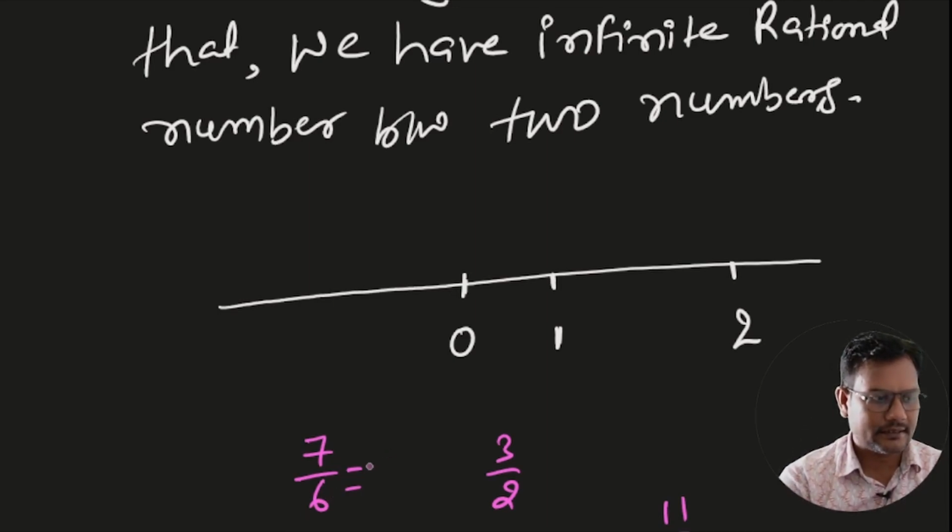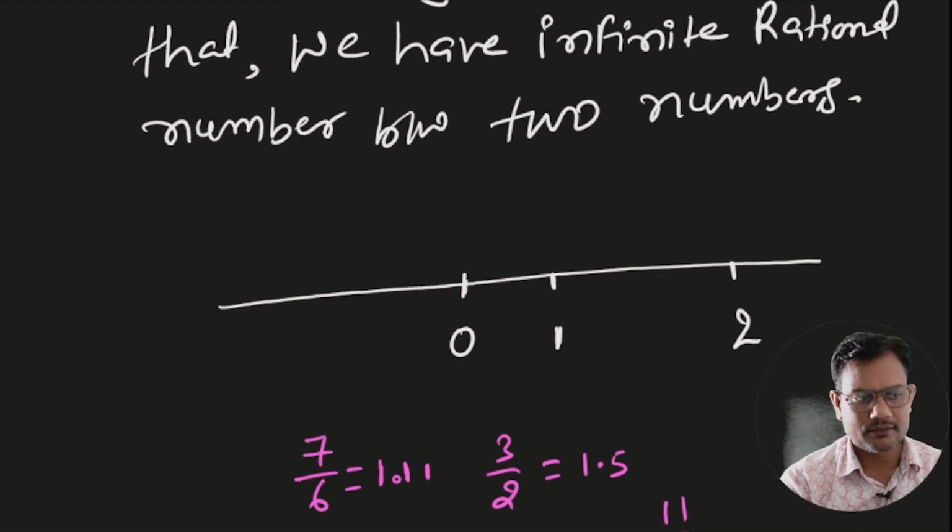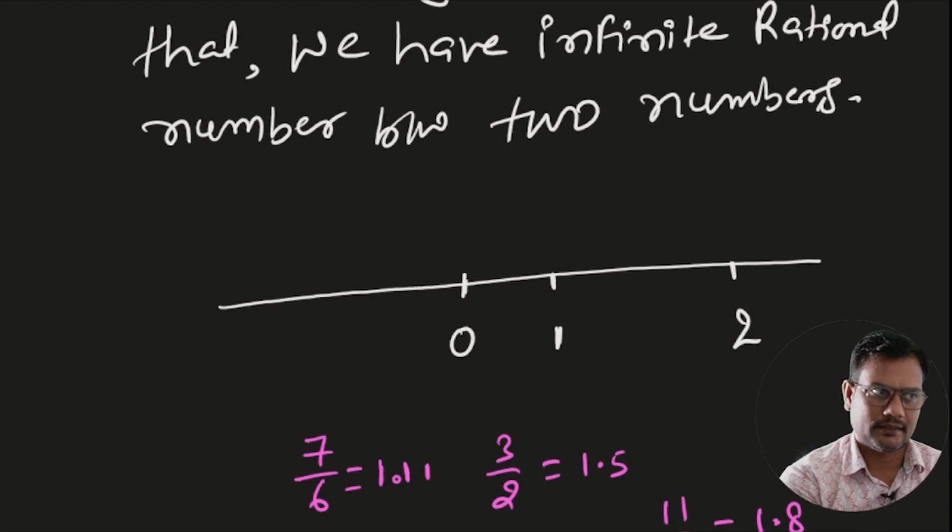7 by 6 means we can write 1.16, right? 4 by 3 we can write 1.3. 3 by 2 means 1.5. 5 by 3 means 1.6 and 11 by 6 means 1.8. Plot these numbers on the number line.